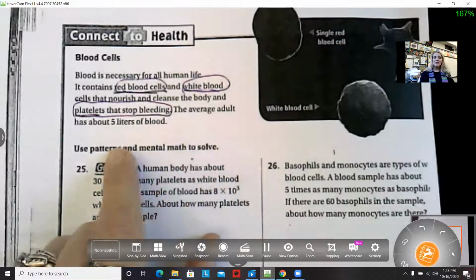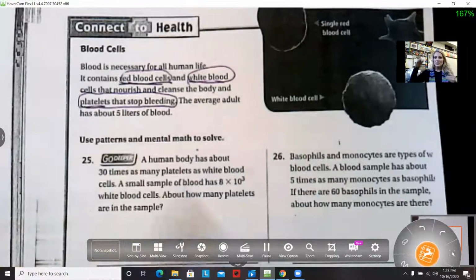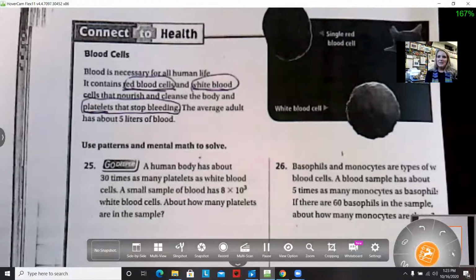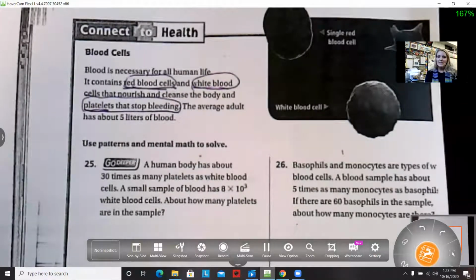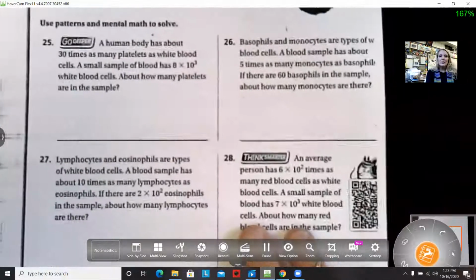And it says the average adult has about 5 liters of blood flowing through our body. Now, you know how big a 2-liter soda is. So it's 2 of those and another half of one. So that's a lot of blood in our body. So when you get a little cut and you bleed, you're not going to bleed to death because there's a lot of blood in you. Okay, so you can see the pictures there of the red and white blood cells and the little platelets. Okay, let's scroll down to number 25.